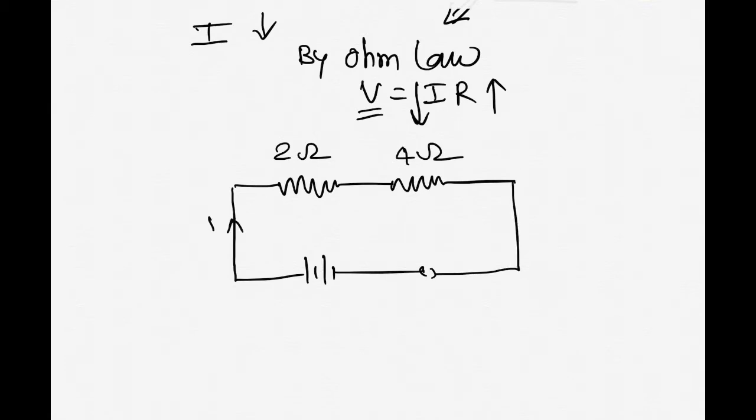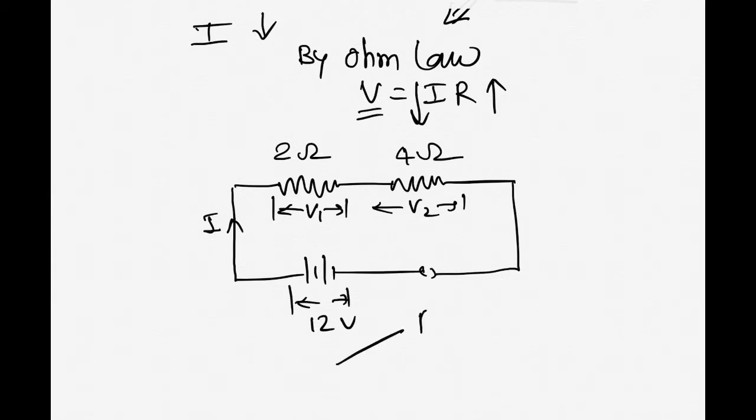So current I will flow through the circuit. Here let's consider the voltage of the energy source is, maybe let's take 12 volt. So the current will flow through the circuit and the voltage drop across R1 will be equal to V1 and this will be V2.